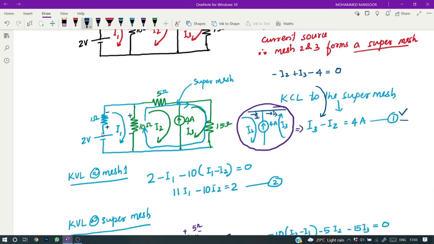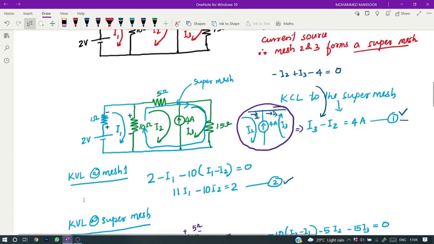So it is minus 10 into (I1 minus I2). Total current flowing through the 10 ohm resistor, based on our assumed positive direction, is I1 minus I2, which is equal to 0. Simplifying, we can write this equation: 11 I1 minus 10 I2 is equal to 2. Let it be equation number 2.